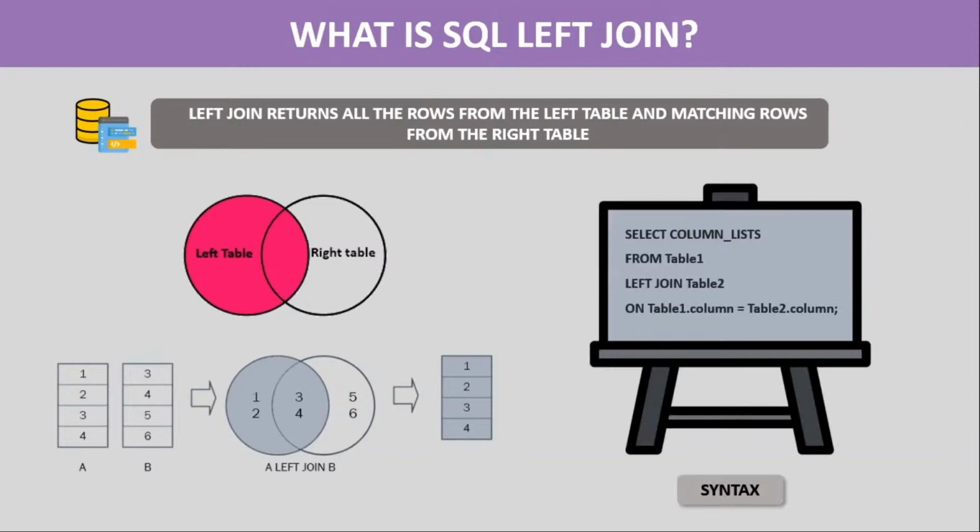Let us now understand the syntax of the SQL left join statement. The syntax is as follows: select column list. These are basically the columns that you want to display in your resultant table from table 1, left join, which is the keyword we are using here, table 2 on table1.column equals table2.column. Now here you have to mention a common attribute on the basis of which you are joining these two tables. So now that we've understood SQL left join, let us jump into MySQL Workbench to execute this using various examples.